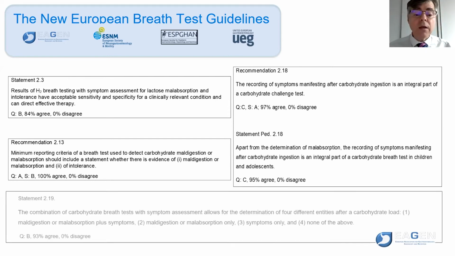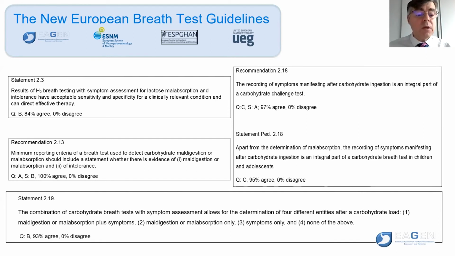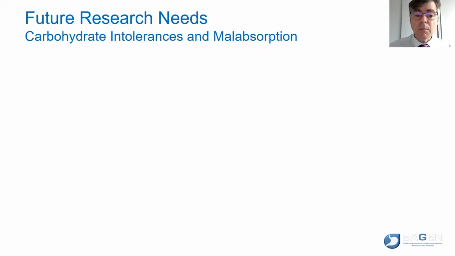And finally, another important statement: the combination of carbohydrate breath test with symptom assessment allows for the determination of 4 different entities after a carbohydrate load. First, maldigestion or malabsorption plus symptoms; second, maldigestion or malabsorption only; third, symptoms only; and fourth, none of the above.